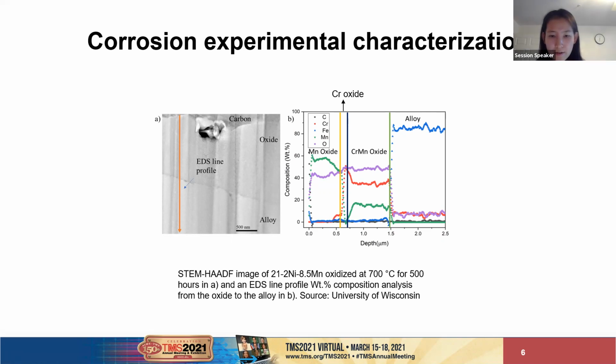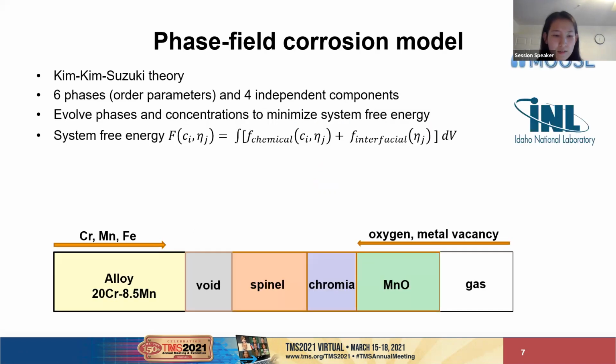And now we know that there are three types of alloys formed, so we need to include all of those in our phase-field model as well, and that's exactly what we did. So in this bottom picture is the phase-field domain. We have 6 phases: the alloy phase, and the void phase was observed in TEM. The 3 oxide phases I just mentioned in the previous slide: the spinel oxide, chromium oxide, and the manganese oxide, and finally is the gas phase.